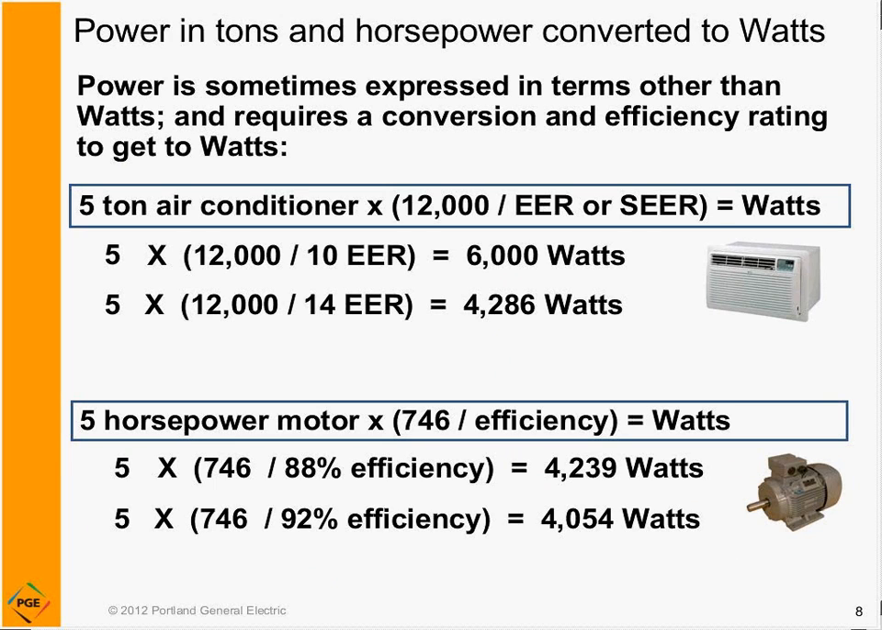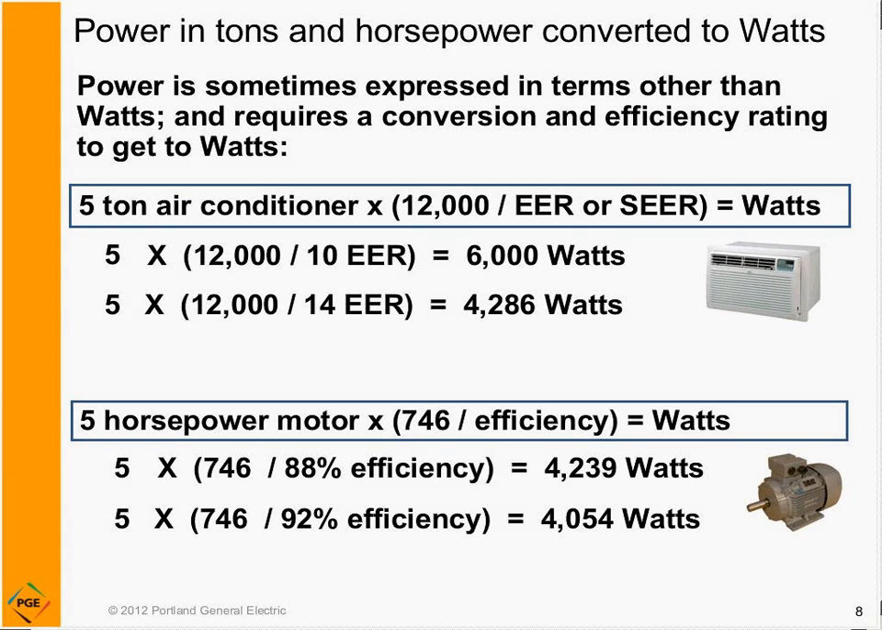Sometimes in offices and businesses and even at home, you will hear terms like tons of air conditioning or tons of refrigeration. These terms are convertible to watts. The extra number you need is the energy efficiency rating, that's the EER. SEER is seasonal energy efficiency rating. The point is, you need to know the efficiency in order to know how much energy you need to get 5 tons of air conditioning into the building.